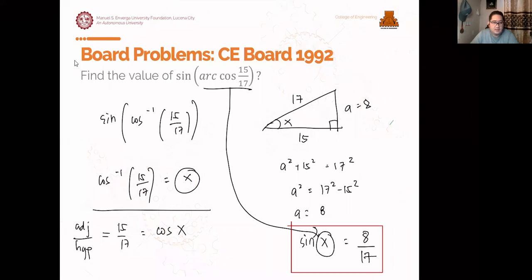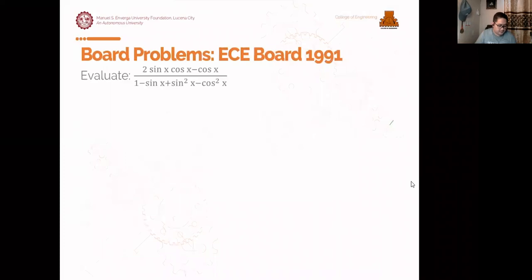Okay, question. Okay. Next. Ayan. 2 sine x cosine x minus cosine x over 1 minus sine x plus sine squared x minus cosine squared x. Okay. So, paano daw natin pwedeng i-evaluate or i-simplify? So, using trigonometric identities tayo nito, no?